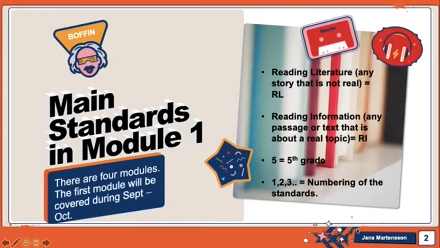Whenever you see reading standards, you'll notice that they'll have two letters, a number, a decimal point, and then another number. Whenever you see RL, that is reading literature, any story that is not real. RI means reading information, any passage or text that is about a real topic. The 5 represents 5th grade, and the number that comes after the decimal point is basically the order of the standards: first, second, third.